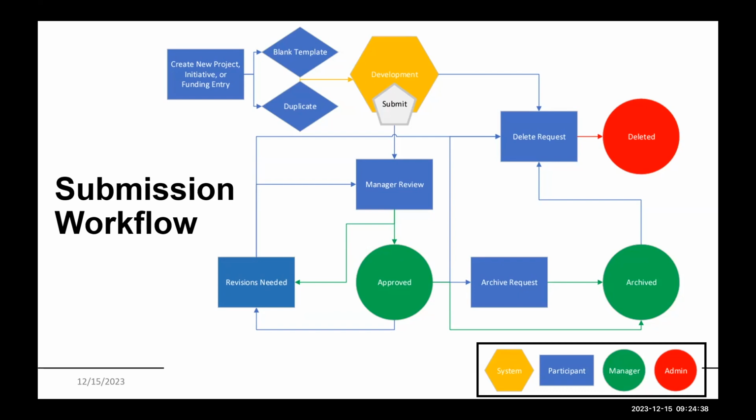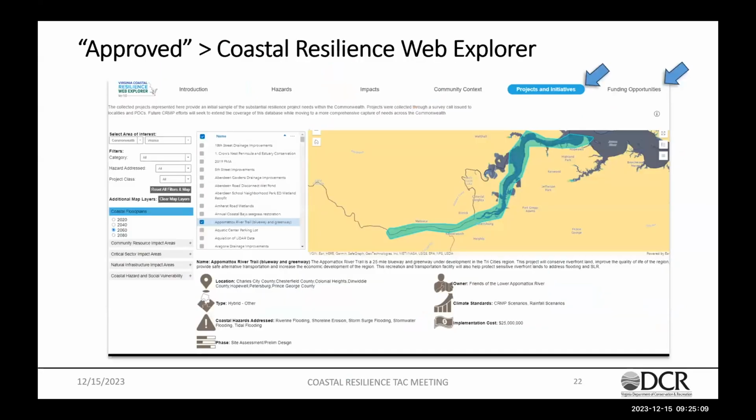If we need some revisions, DCR would change the submission status to revisions needed. You would get an automatic email. We would follow up and say, could you please update or change these fields? In addition to getting it approved, we also have the functionality to archive it, save it for later so that it's no longer displayed on the public Web Explorer, or just delete it because it was created in error or it's no longer valid and we don't want that record anymore. But once it is approved, it automatically shows up in the Coastal Resilience Web Explorer.